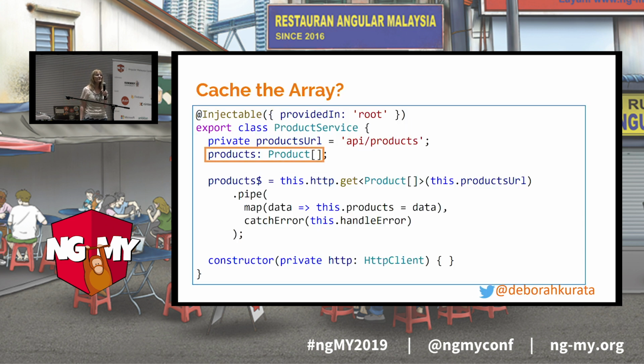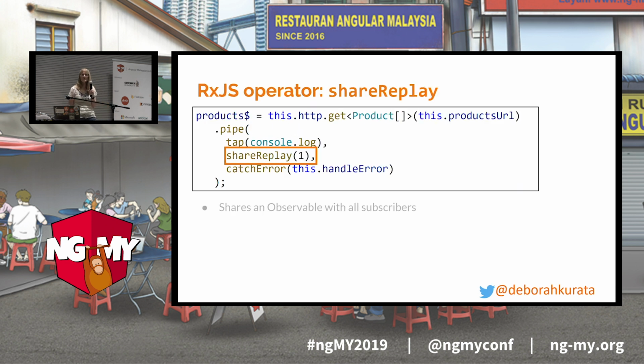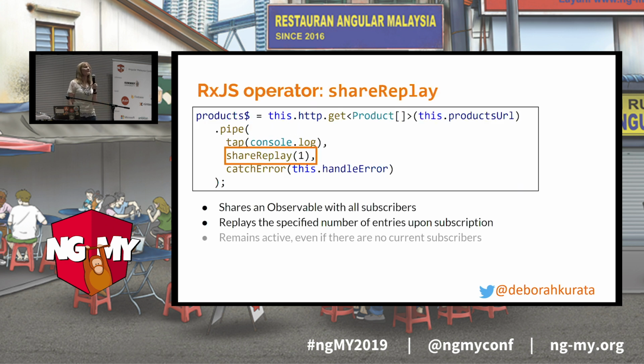So what you can do is you can use caching. Now, we might have learned to do caching this way, where you stick it into an array in your service, and then everyone can access that array. But this won't work with our new declarative approach, right? So we can instead use shareReplay.